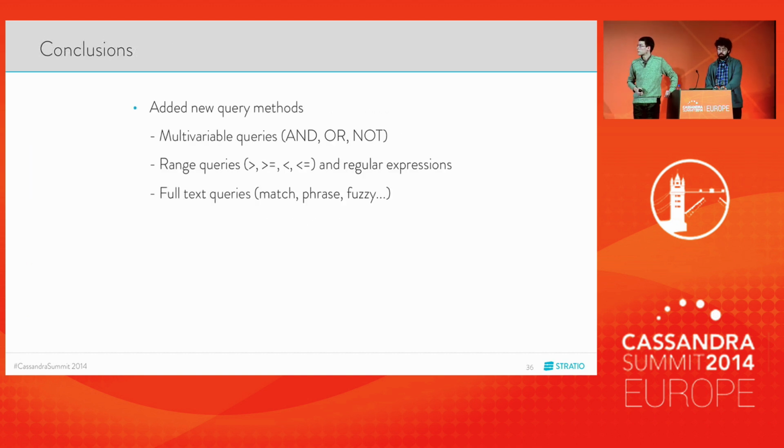So, some conclusions: we have added new query methods. We have support for multivariable queries with different connectors: and, or, not. We support range queries in this type of index, regular expressions, and different types of full text queries like match, phrase, or fuzzy. And we support top K queries by adapting the coordinator logic, so we can order the results before returning them to the user.